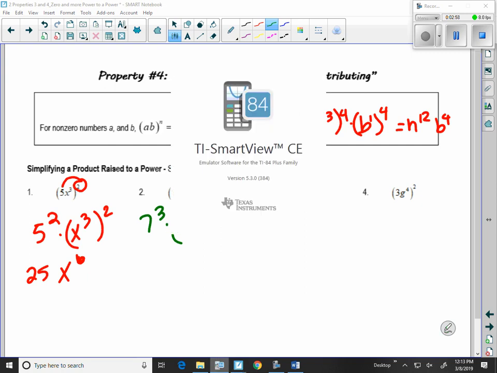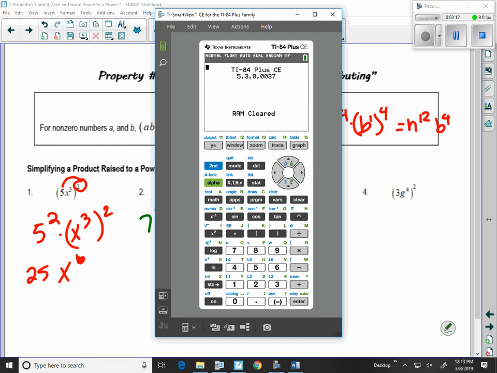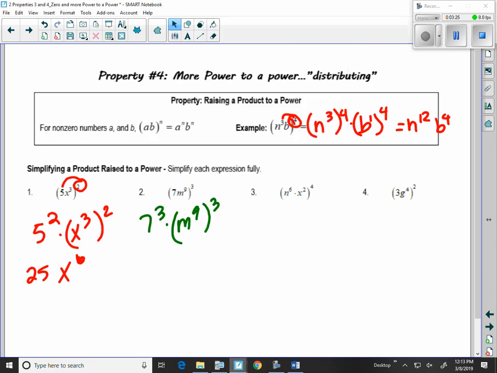Let me pull it up and show you. It's a caret symbol. It's not a carrot, it looks like a carrot. It looks like a roof. Okay, you can call it a roof if you want. That's what I'm going to call it. The roof symbol. Okay, it's right here. So we would do 7 roof 3. 343. Okay. So 343. M to the what? 27. Okay, 343 m to the 27.